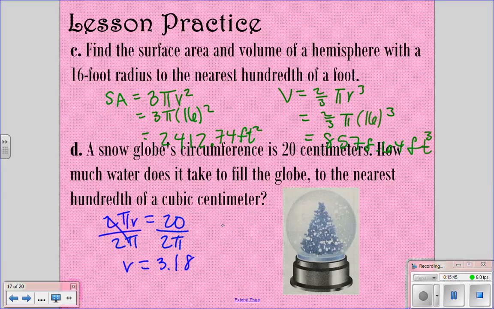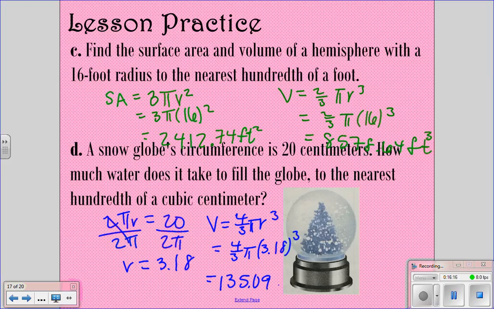And so for the volume, because we're filling the globe up, we're going to have 4/3 pi r cubed. So our r we found to be 3.18. So if you cube that and then multiply it by 4/3 pi, you should get approximately 135.09.